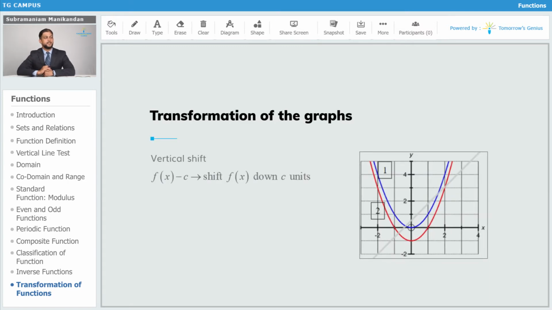Vertical shift: f(x) minus c shifts the graph c units downwards. So the blue graph is the original graph, and the red graph, which is going c units below that graph, is the shifted graph by c units.